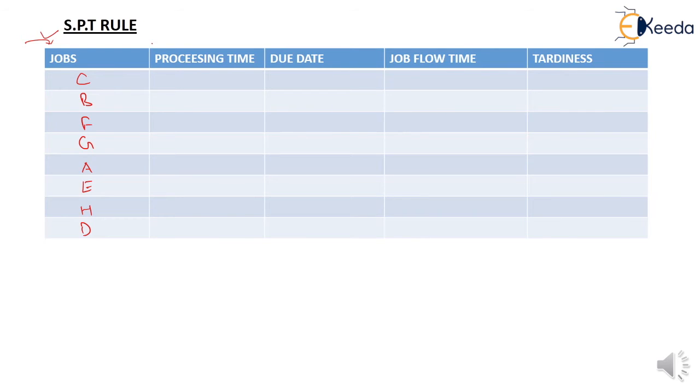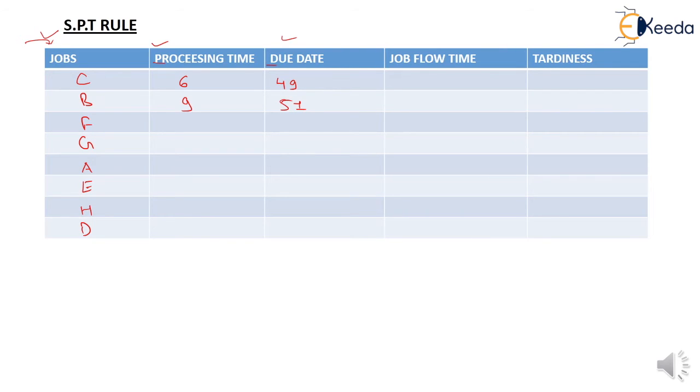The processing time and due date is given in the question. So with the help of the question, write the processing time and due date of this sequenced job. The processing time and due date of C job is 6 and 49 is the due date. The processing time of B is 9 and due date is 51. Similarly, write all the jobs.